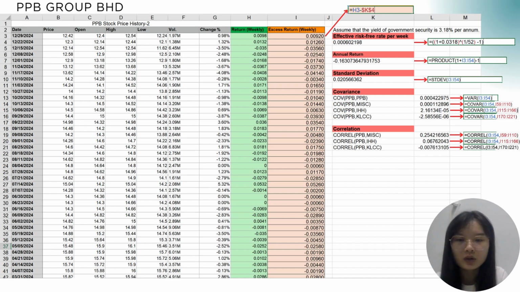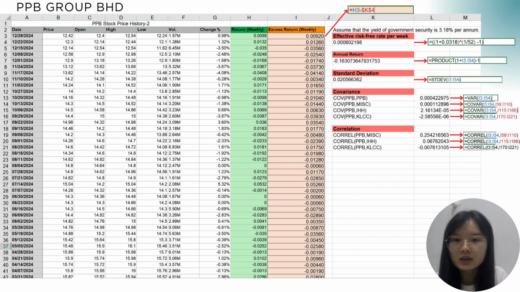In column H, we convert the percentage weekly return into decimal form. Next, in column I, we calculate the excess return. This is done by subtracting the effective risk-free rate per week from the weekly return. The effective risk-free rate per week is derived from a government bond yield of 3.18% per annum.